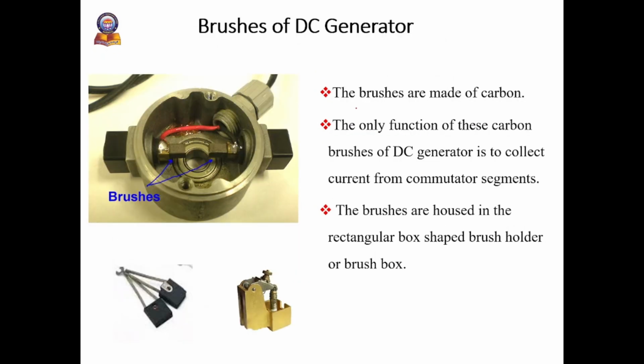The next one is the brushes. Brushes are generally made up of carbon or graphite, and if you see the shape of the brush, you can observe that they are in the shape of a rectangular block. The function of the brush is to collect the current from the commutator. These brushes are generally housed in a rectangular box shaped brush holder or a brush box.